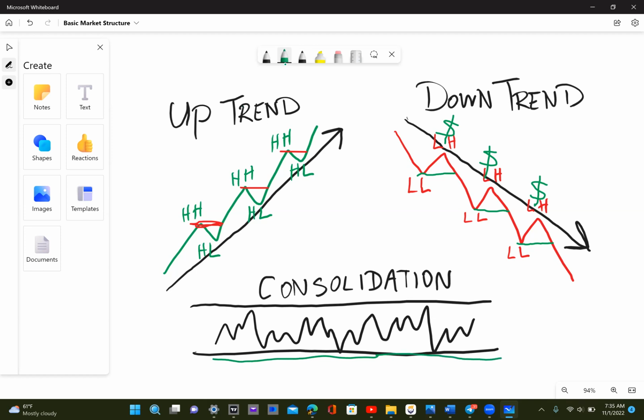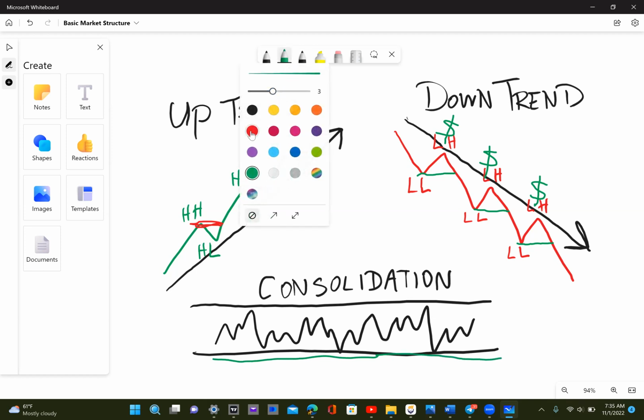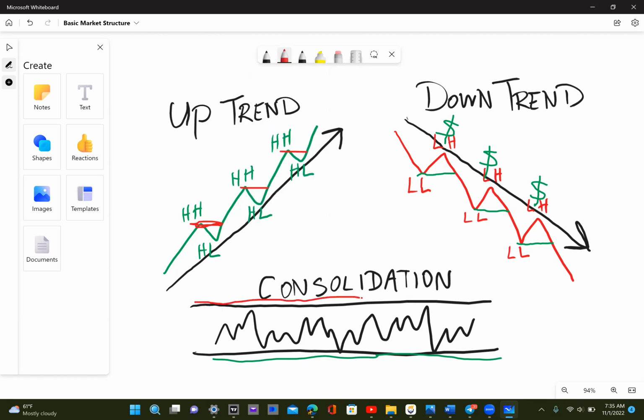All right, and you're going to have resistance on the top side up here. Price is just pretty much going to move in between support and resistance. Now, there are some people taking trades in consolidation, right? And that's why a lot of people get faked out.